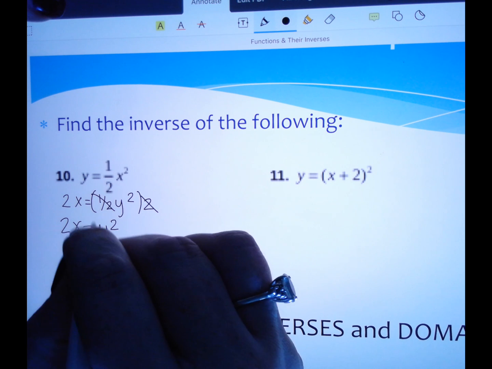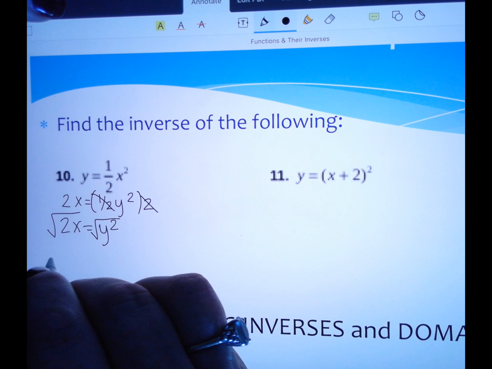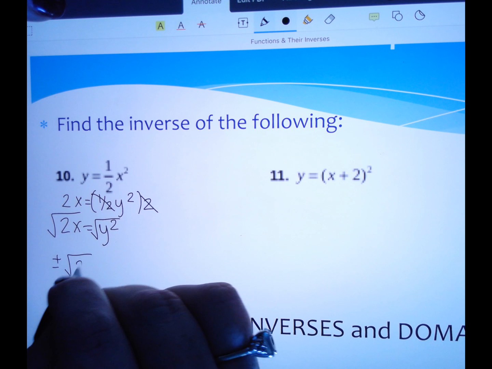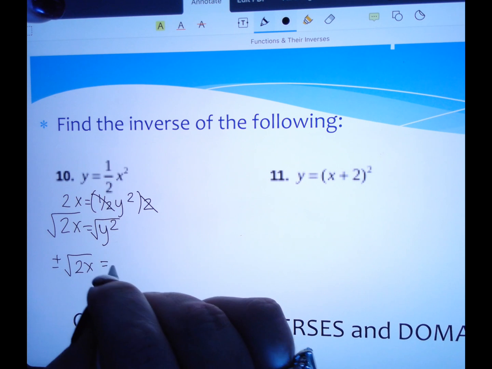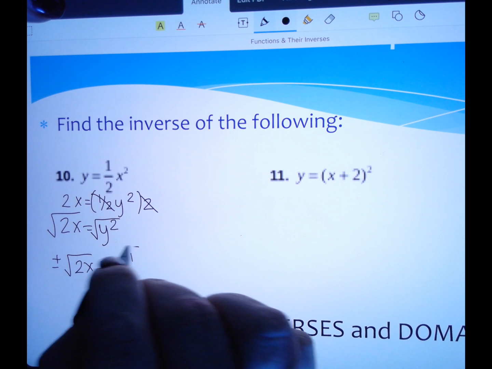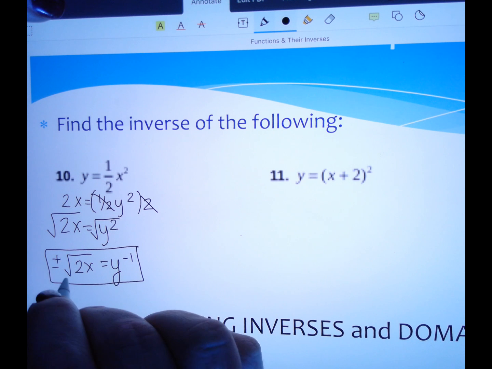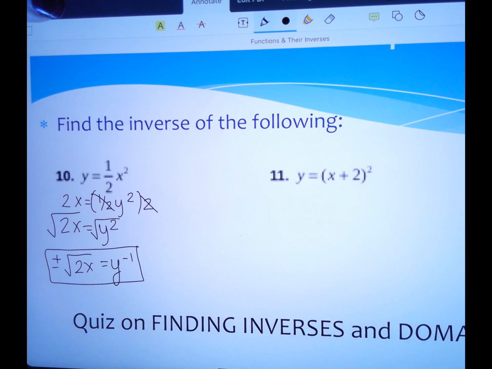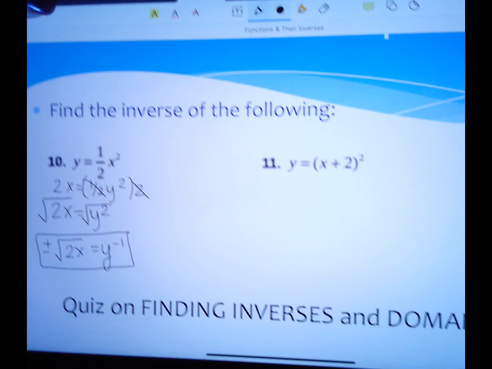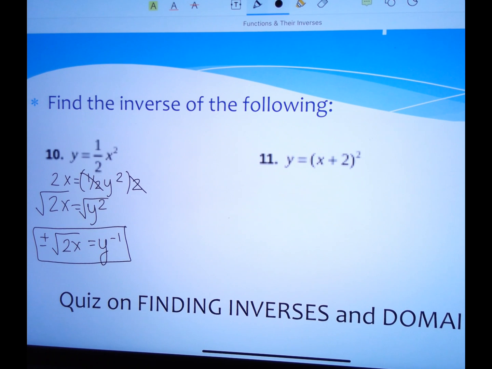So you get 2x equals y squared. And then you're going to square root. And when you square root, you put a plus or minus in front of it. So that's the inverse. So y inverse equals plus minus the square root of 2x. Don't forget to put that plus or minus in front of that radical, because we do have to take into account that the plus or minus can be the inverse.